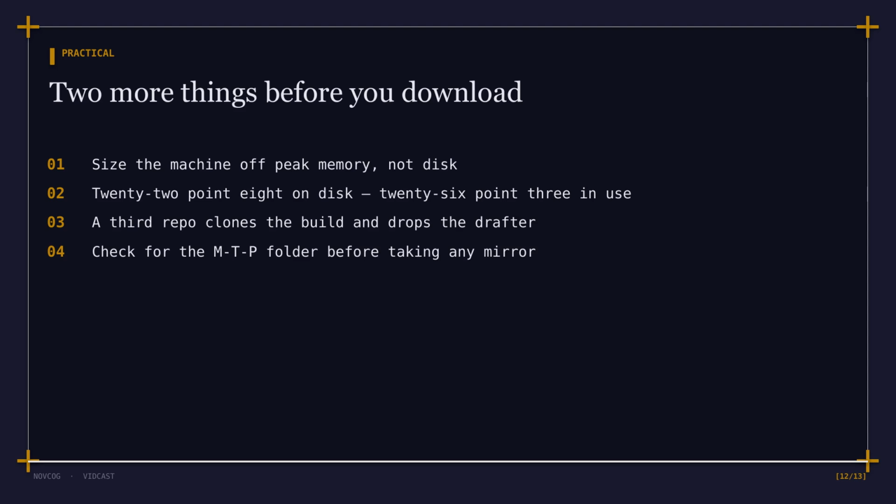Second, there is a third repository uploaded 3 days after the original, carrying the same card text and identical file counts folder for folder, with one difference: no drafter folder. The mirror reproduced all 4 quantizations and dropped the one component that made the original worth choosing. Check for it before you take any copy of either build.